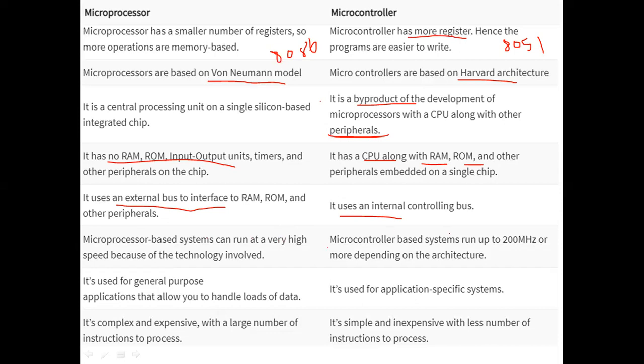Microcontroller based systems run up to 200 megahertz, depending on the architecture. One microcontroller and another microcontroller can have a lot of difference. A microprocessor is used for general purpose applications. A microcontroller is used for specific purposes, to control particular devices. A microprocessor is very complex and expensive, with a large number of instructions to process. A microcontroller is very simple and inexpensive, with fewer instructions to process.